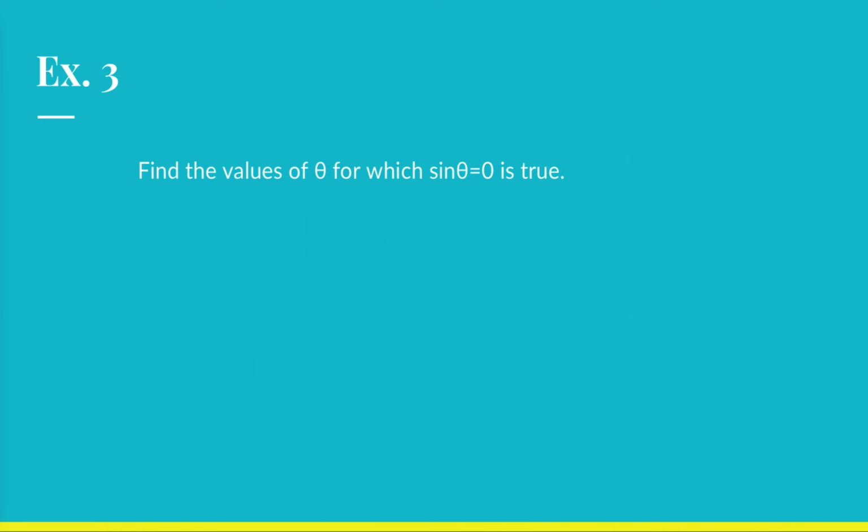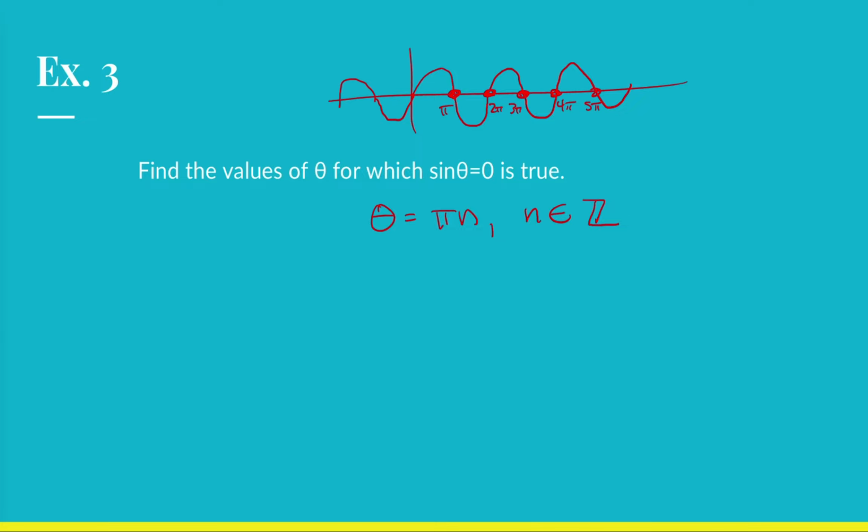Find the values of theta for which sine of theta equals 0 is true. So going back to, we've got the up and the down and the up and the down and the up and the down, right? Where does this function equal 0? It's all of the multiples of pi. So pi, 2 pi, 3 pi, 4 pi, 5 pi, right? So theta equals pi n, where n is any integer. So that also includes the negatives.